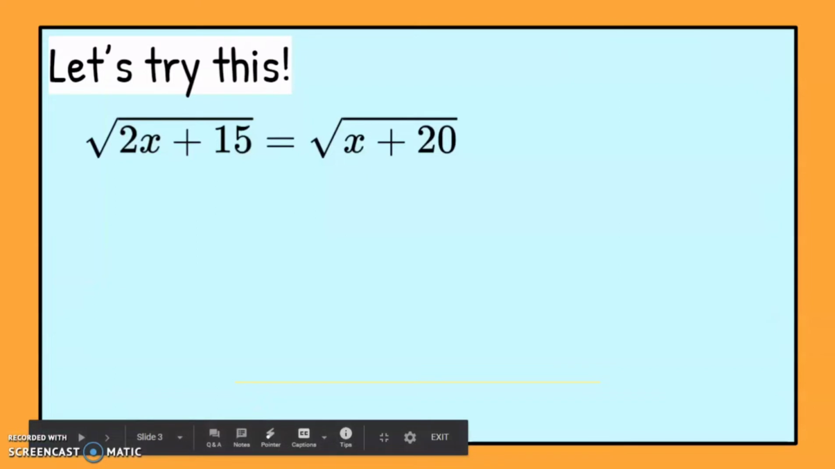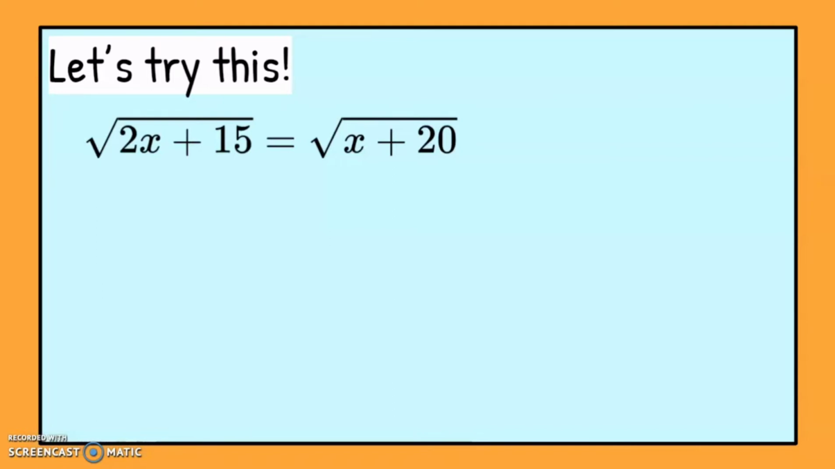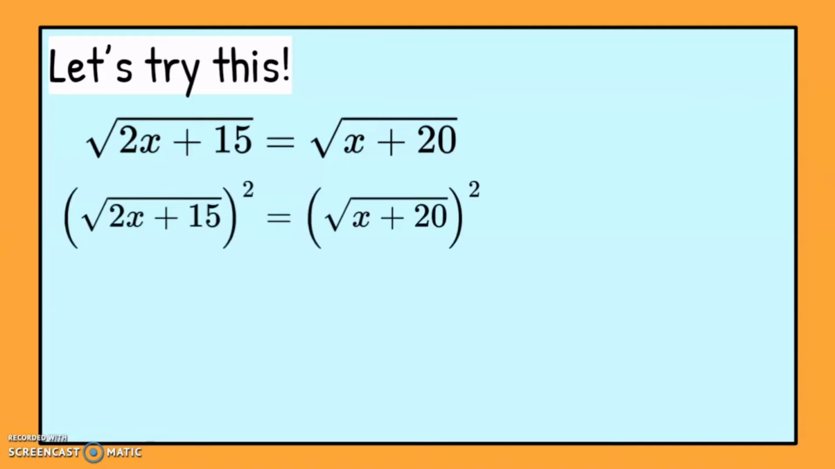How to solve a radical equation? So let's try this first problem. Square root of 2x plus 15 equals square root of x plus 20. First step is you have to square both sides to eliminate the square root or the radical symbol. So we have quantity square root of 2x plus 15 squared equals quantity square root of x plus 20 squared.